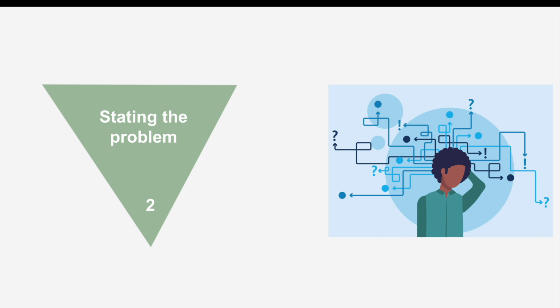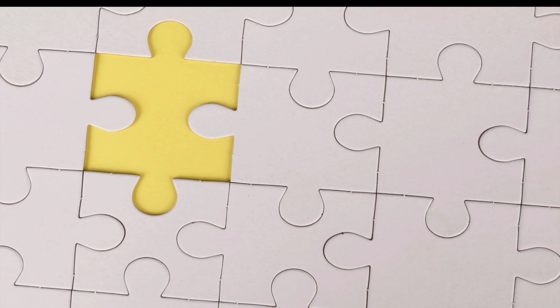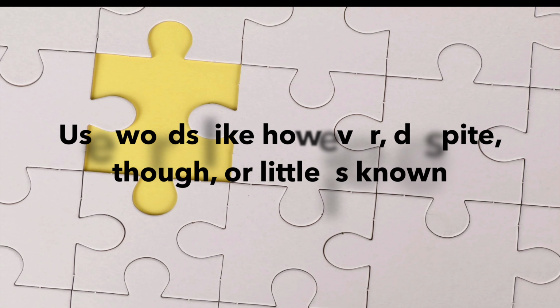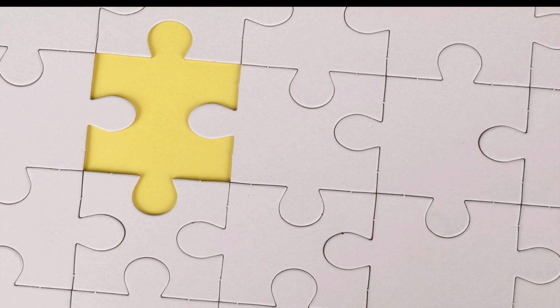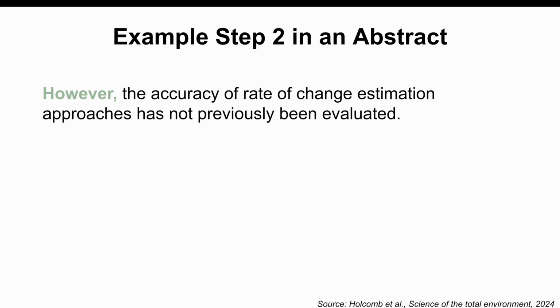Step 2 of your abstract is to state the problem your study tries to solve, or the gap that exists in our knowledge about your subject. At this point, writers often use contrastive terms like however or despite to clearly mark that they are presenting the problem or gap. This part of the abstract typically takes just 1 sentence and is written in the present tense. In our example abstract, the authors state the gap by saying, "However, the accuracy of rate of change estimation approaches has not previously been evaluated." They tell the readers clearly what the problem is that they will be examining.